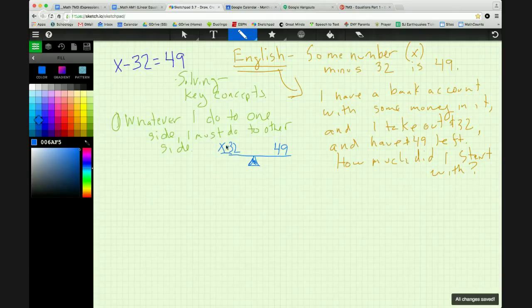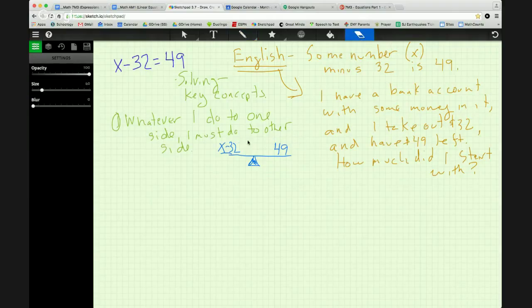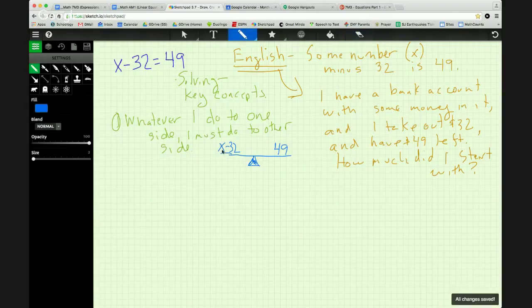If I add 10 pounds, $10, whatever, to this side, to keep the balance even, I have to add 10 to the other side, right? So that's going to be the idea of balancing, and whatever I do to one side, I must do to the other.